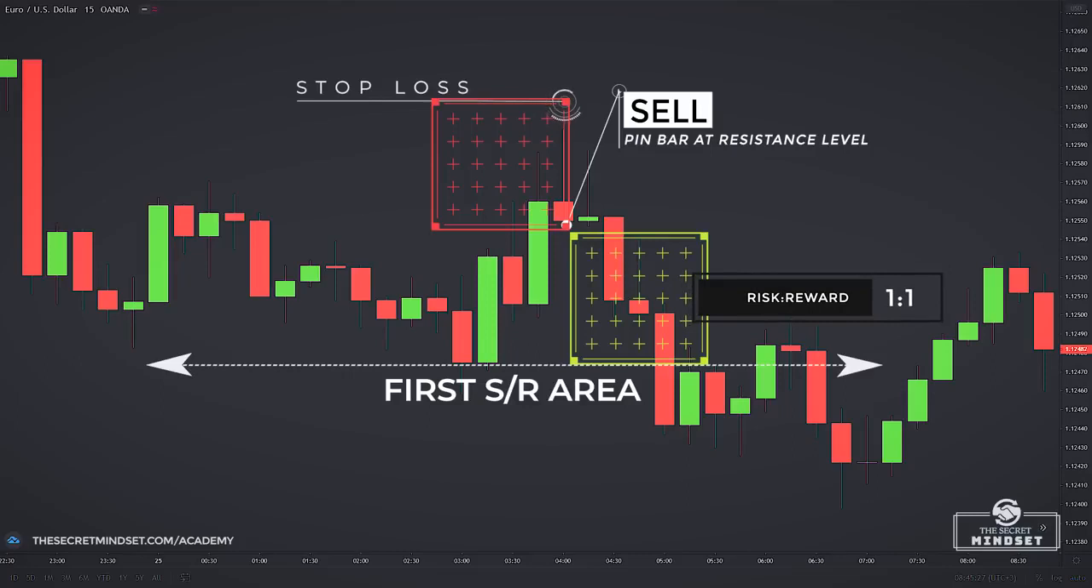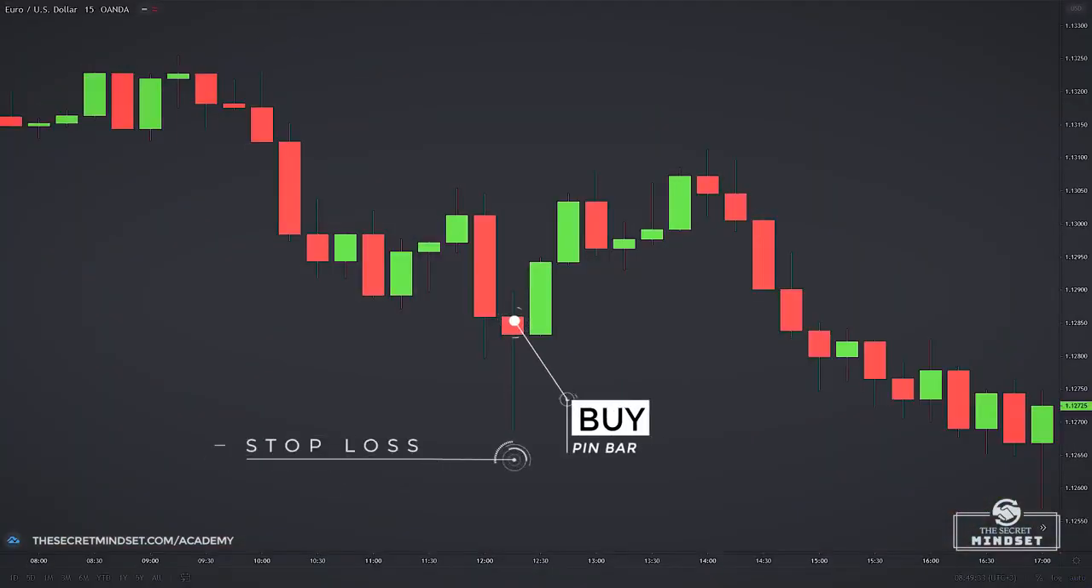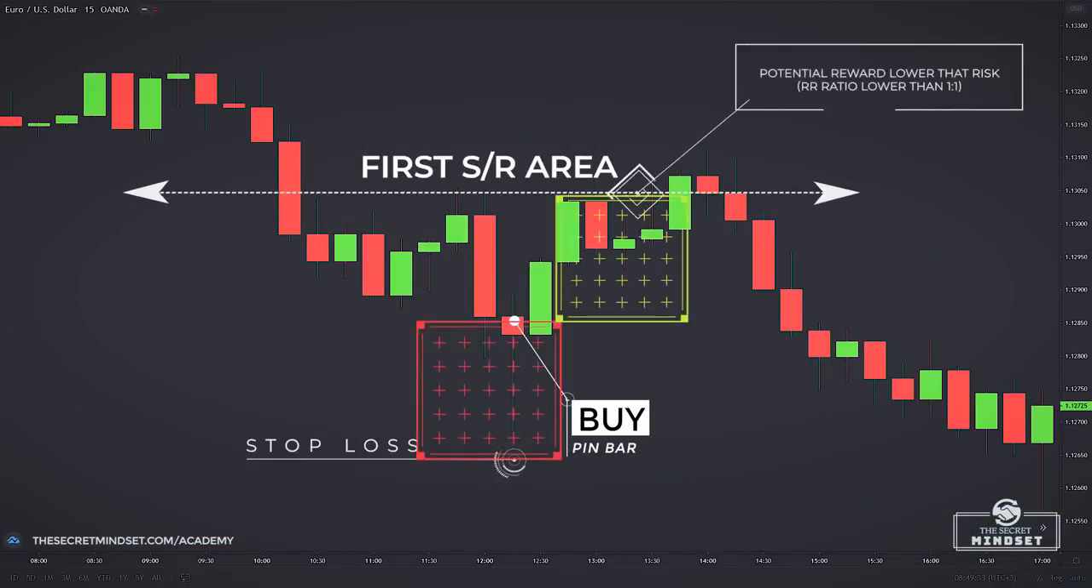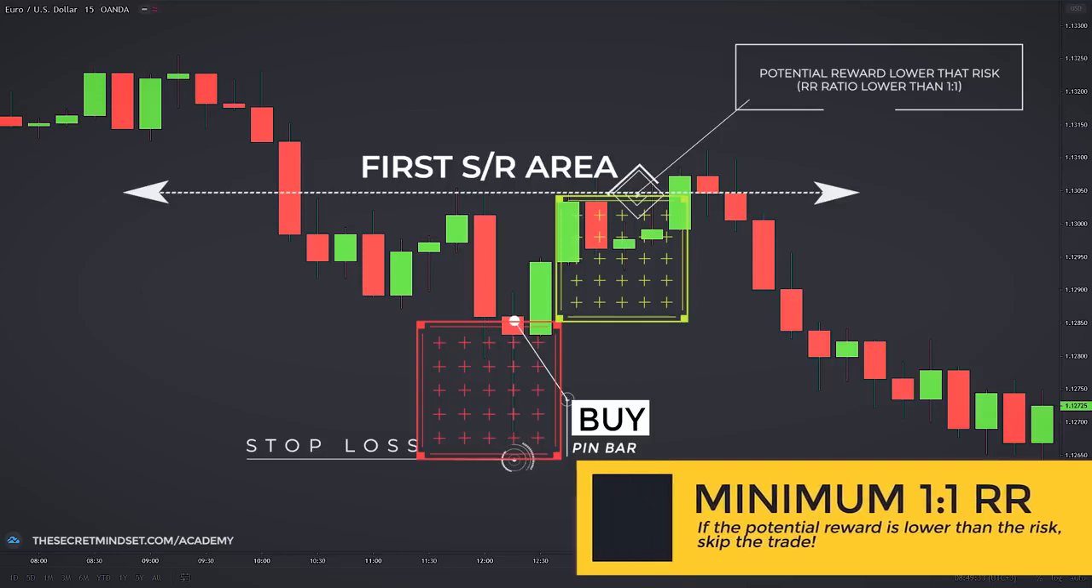You can observe that the market actually pushed a little lower than the first support or resistance area, but that's irrelevant because the conservative exit occurred right at the first support or resistance area. Now, very important, the general problem that traders often face with this approach is that the first support or resistance area will usually not be far enough to result in a 1-to-1 or better risk-reward ratio. If you find yourself in a similar setup and the reward is lower than the risk, skip the trade.